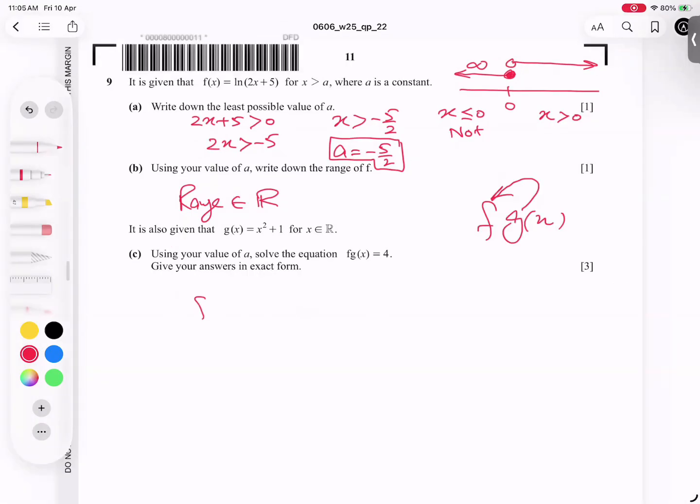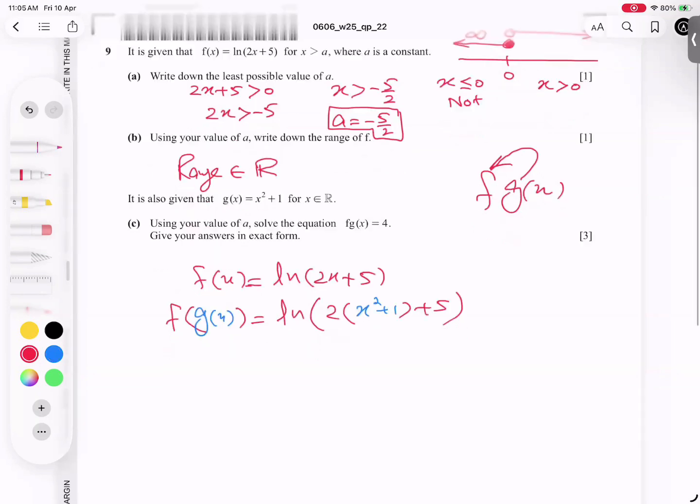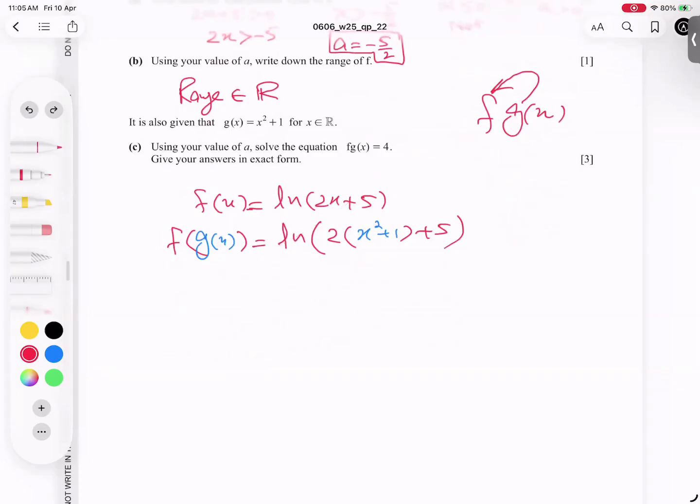Okay. So I'm copying the f function first of all. How many x's, empty spaces, on both sides? 2 in the bracket and plus 5. Here I'm writing g of x, and here I'm writing its value, x squared plus 1. Now, students, this is replaced by 4 equals ln inside a bracket 2x squared plus 2, plus 5. Okay, so 4 is equal to ln in the bracket 2x squared plus 7.